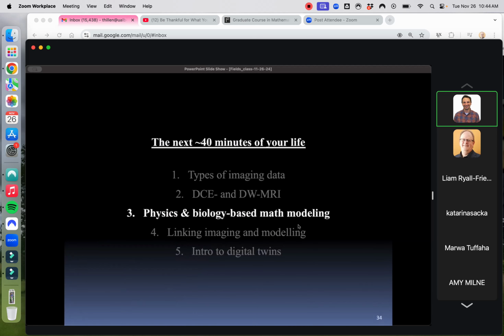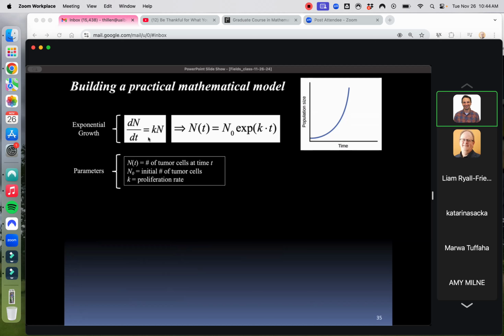K is the proliferation rate, N is the number of tumor cells at some time T. So the rate of change of N with respect to time is directly proportional to the number of tumor cells N that you have there. And of course, you separate the variables and you get this exponential growth. So this is where you actually see this.